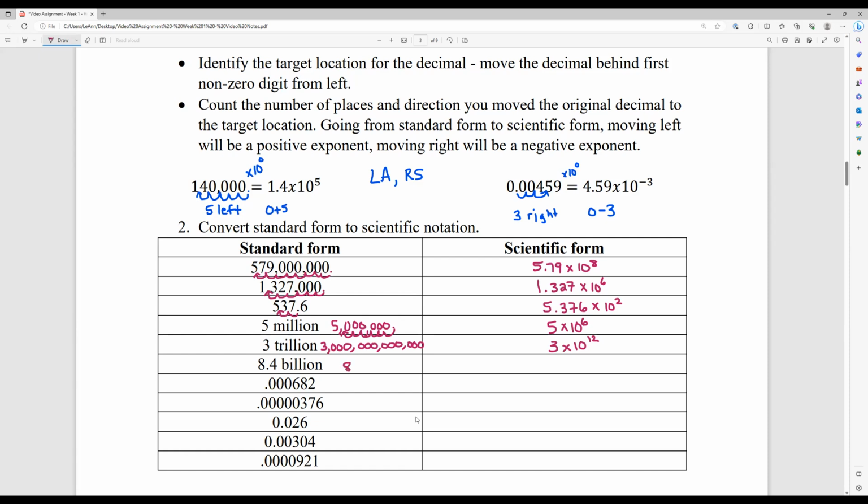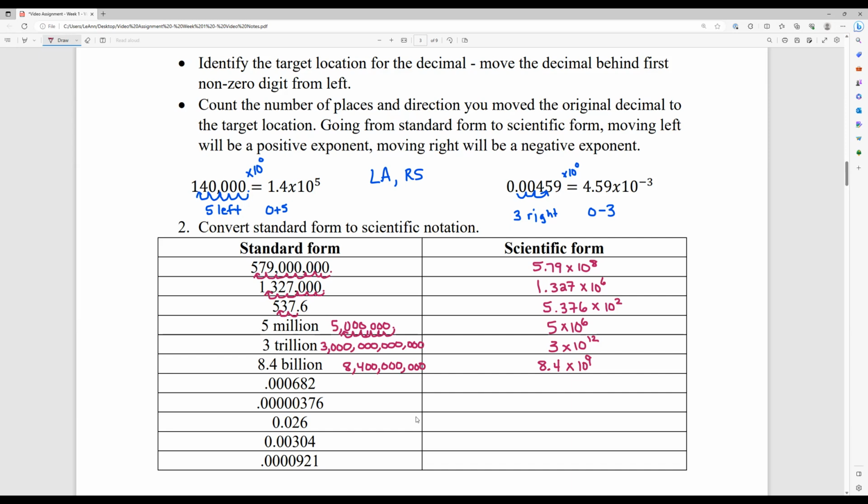8.4 billion would be 8,400,000,000. So that is going to be 8.4, and we don't have to adjust that since it already has just one single number in front of our decimal. So in the original setup, this would be just times 10 to the 9th. Now you can double check that, move your decimal 9 places to the left to get it between the 8 and 4 again, and that is adding 9 to our exponent.